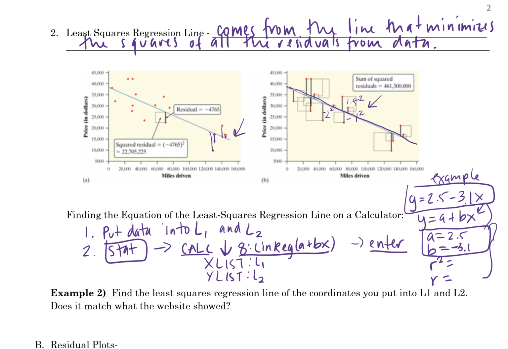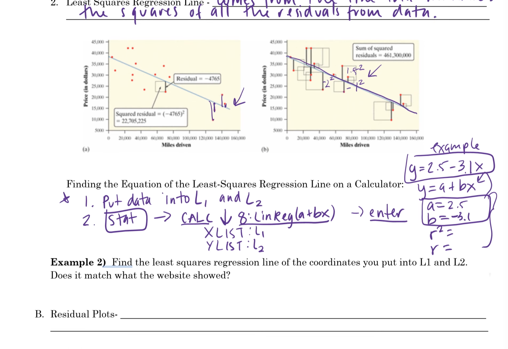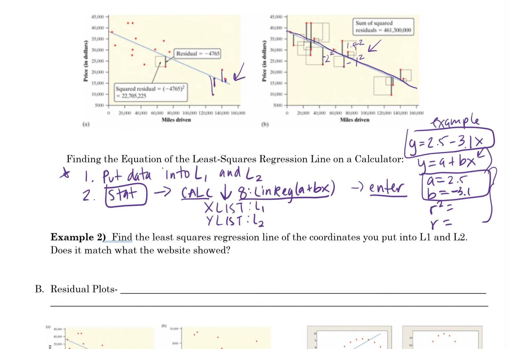So what I would like you to do right now, example 2: find the least squares regression line of the coordinates you put into L1 and L2. Does it match what the website showed? I'd like you to actually try this on your calculator. You should already have those points plugged into L1 and L2, so you've already done step 1. Go ahead and do step 2. Actually follow the instructions with your calculator and make sure that it does match what the website showed. You can pause this for a second while you troubleshoot any errors on your calculator, and then check your stuff.